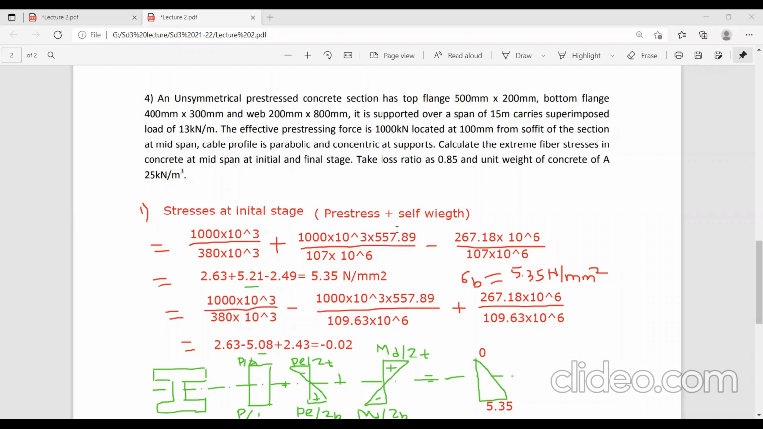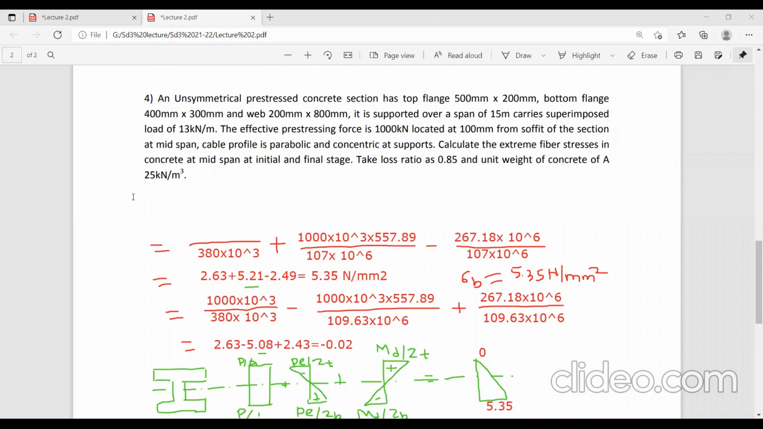Now we will solve the second stage. Understood, student? Does anybody have a doubt here? Okay, nobody has a doubt.